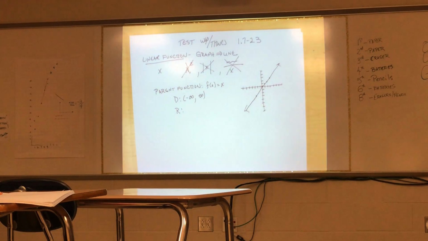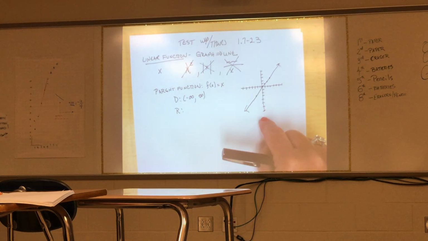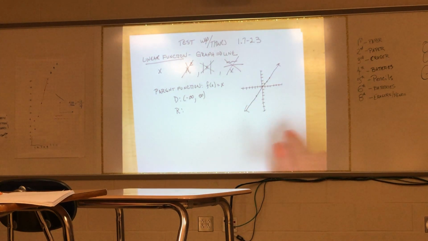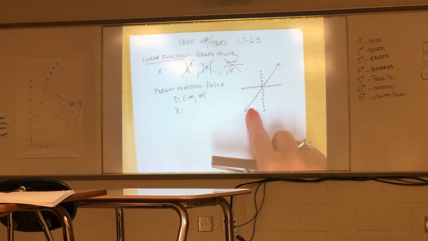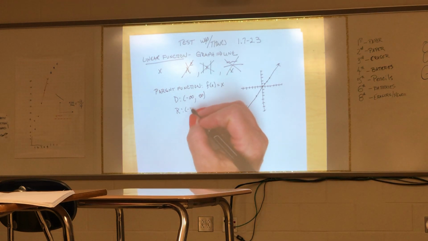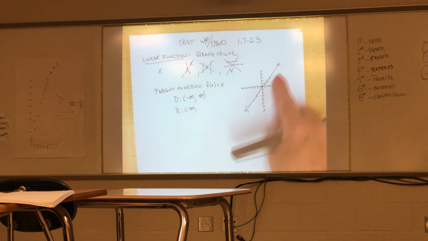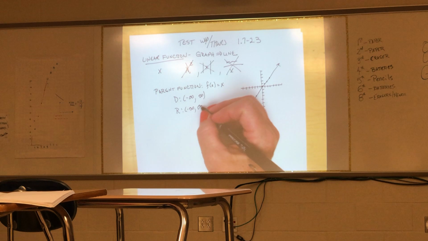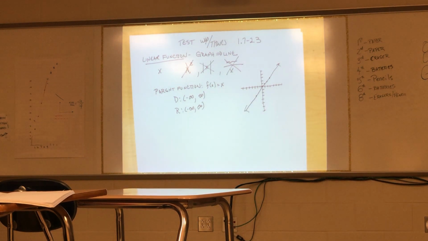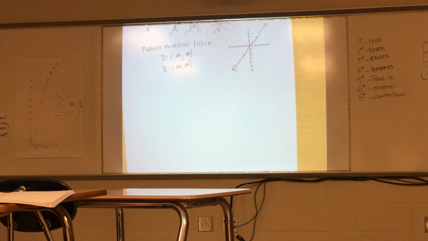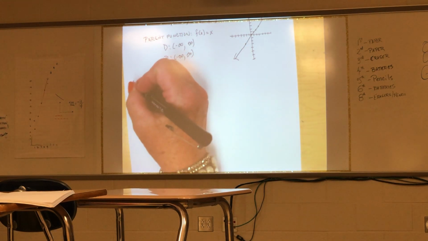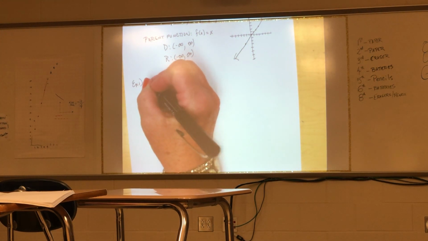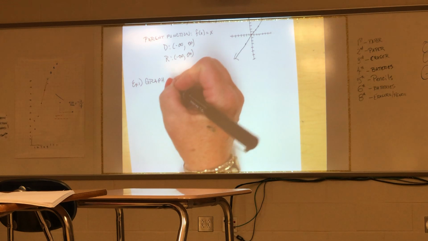For the range, it's best to read from the bottom of the y-axis to the top, because the way you write interval notation is the smallest first. So start from the bottom. This arrow means it goes down to negative infinity, all the way to positive infinity. Very good. Everybody okay? Let's do example 1. We are going to graph the equation.